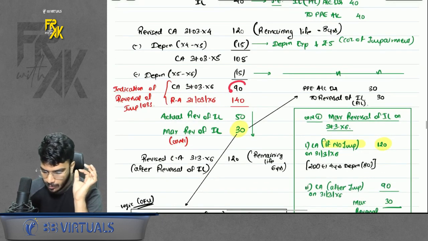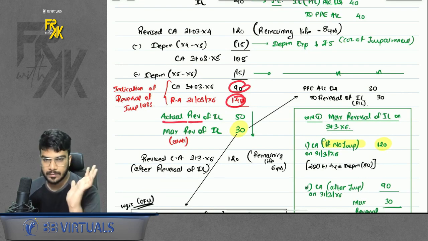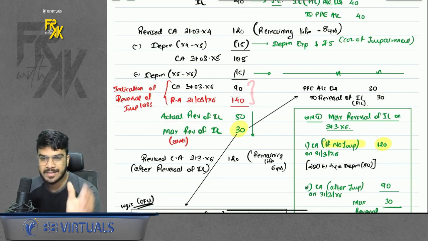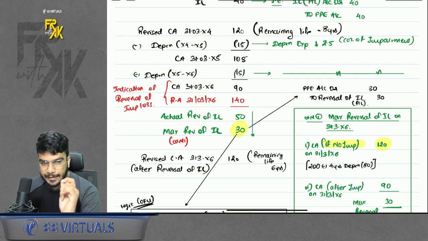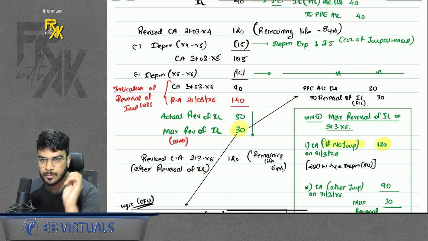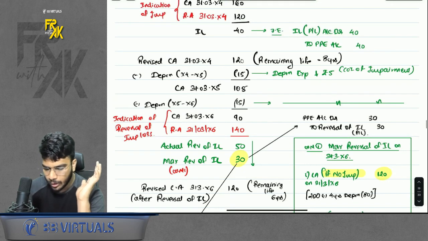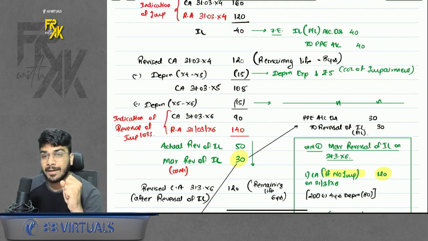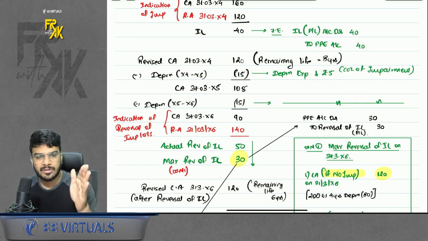First, compare the carrying amount and recoverable amount to find the actual reversal. On the face of it, how much reversal can you see? 50. But is the reversal of 50 permitted? The answer is no. You can only reverse the loss which you previously booked. So ideally you booked only 40 now. So you should be permitted to reverse how much? 40. But that is not the correct answer also.